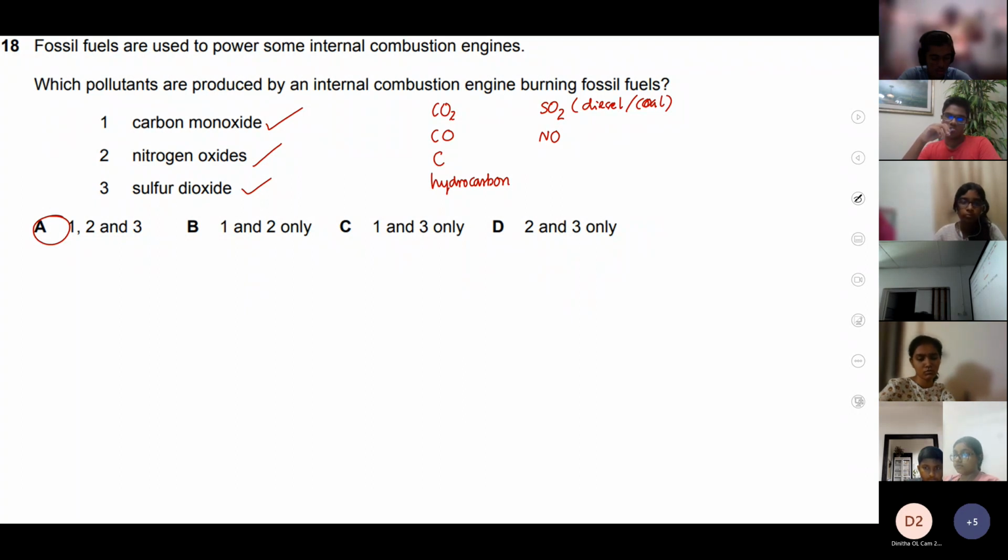18A. Many people got 192. It is so hard.